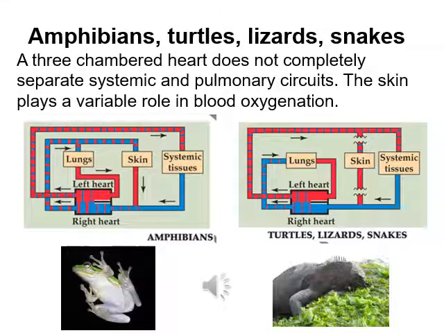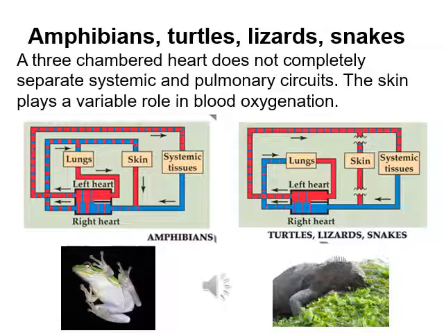Amphibians, as well as the non-crocodilian reptiles, turtles, lizards, and snakes, have a 3-chambered heart that does not completely separate systemic and pulmonary circuits. The hearts in these animals have 2 atria, which completely separate the systemic and pulmonary blood flows. However, they have a single ventricle where there can be some mixing of the blood.